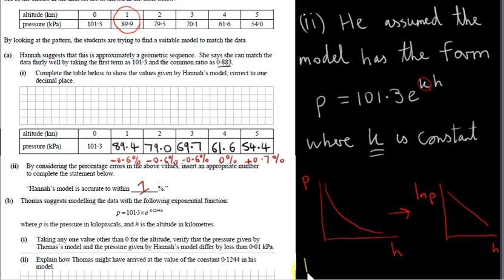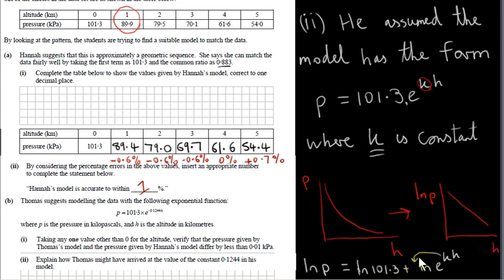If we take the log of the left hand side, we get ln of p. Getting the log of the right hand side involves getting the log of a product. So the log of a product is the sum of the logs. So it's ln of 101.3 plus ln of e to the power of kh. This is just log of a times b equals log a plus log b. Now ln of 101.3 is just a constant. That's just a number.